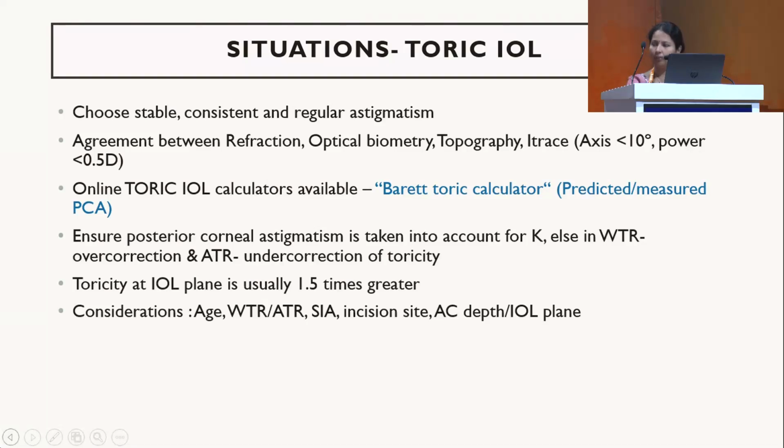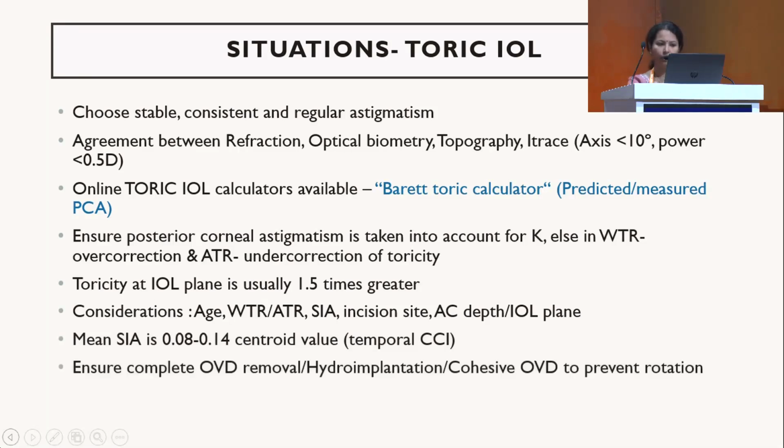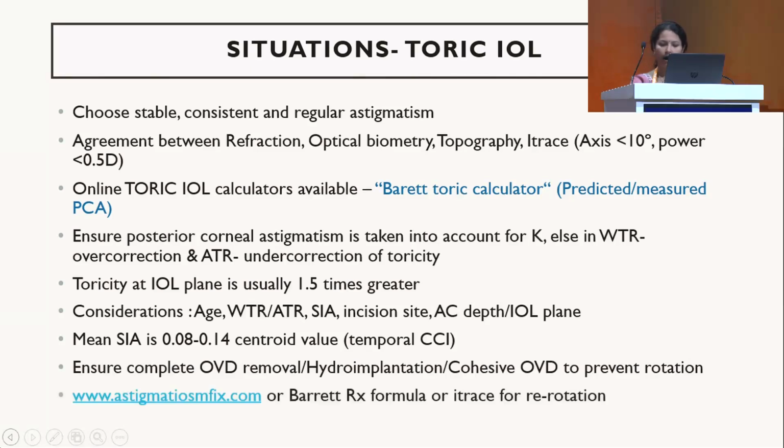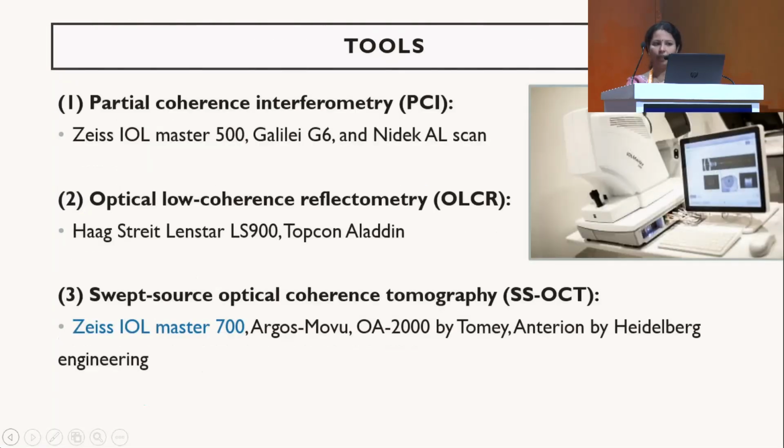And if we are using consistent temporal clear corneal incisions, usually the surgically induced astigmatism is very minimal and close to zero, and it is the centroid value, which is around 0.08 to 0.14. And always follow a proper surgical technique and OVD washout at the end of the surgery. And if there is an error or a rotation of the toric IOL, we have astigmatismfix.com or the Barrett RX formula, which will help us to know how much to re-rotate the IOL.